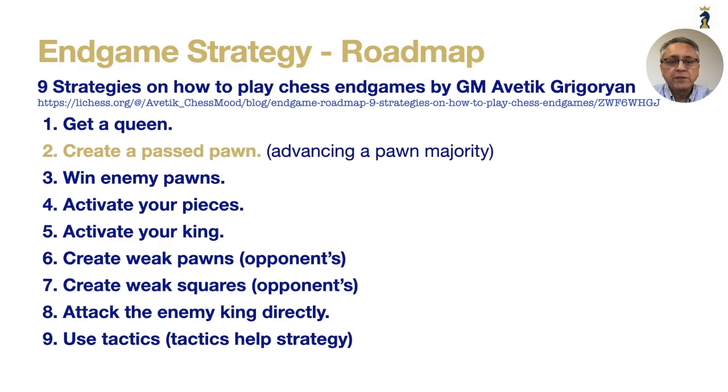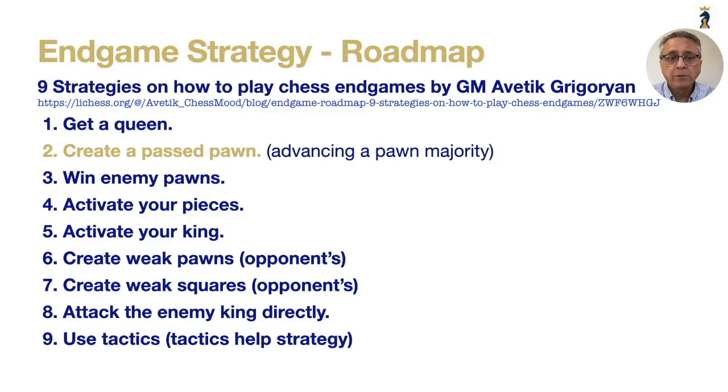The endgame strategy roadmap. These are 9 strategies on how to play chess endgames, created by Grandmaster Avetik Grigoryan. To win in the endgame, you get a queen, and if you cannot get a queen, you create a passed pawn by advancing a pawn majority.